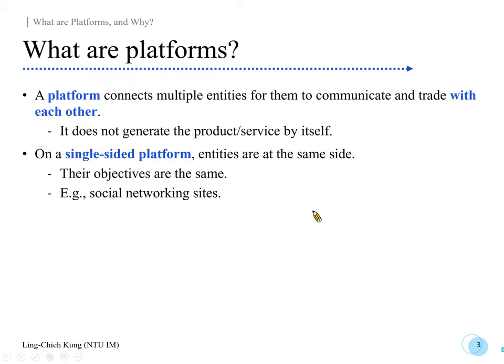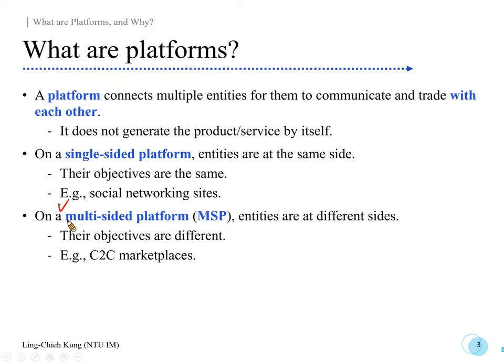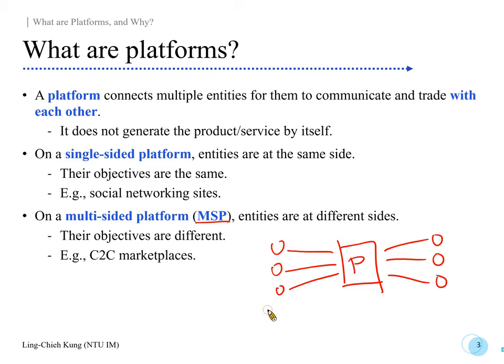For this course and in practice, we focus more and we care more about multi-sided platforms, sometimes abbreviated as MSP. In that case, we really get a platform where people may lie on different sides. Okay, so you have one side here, another side there. So when you are talking about this situation, then their objectives are of course different. For example, if you consider this as a C2C marketplace, like for example eBay, Taobao, then there are naturally two sides, right? There is a buyer side and there is a seller side. Some people go there because they want to buy, for example, some pens. And some people go there because they have some pens to sell. Okay, so that's different stories.